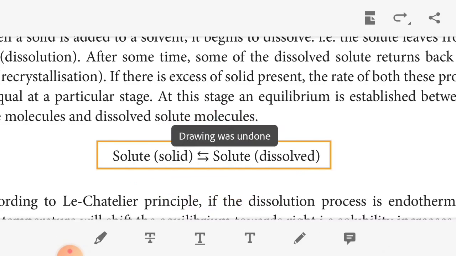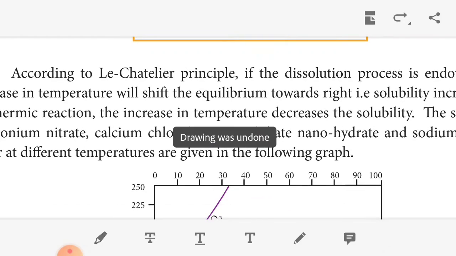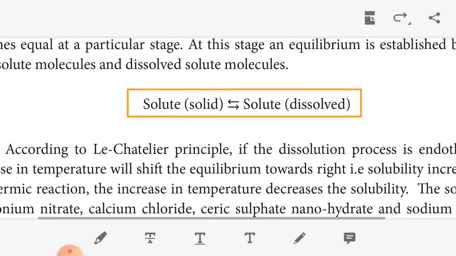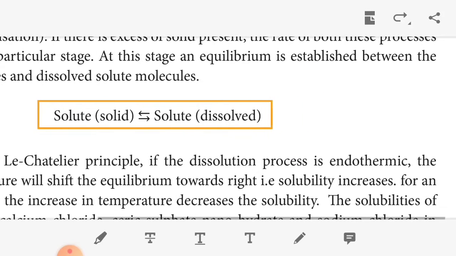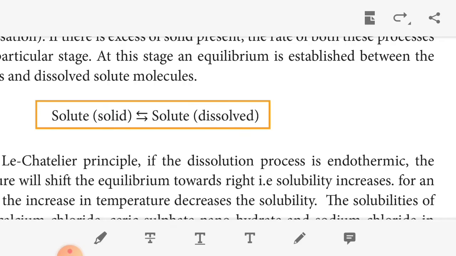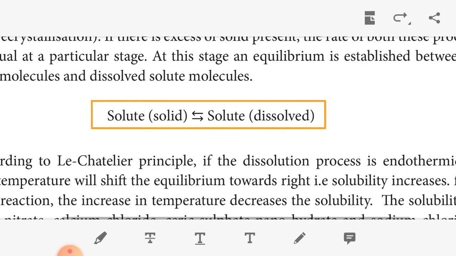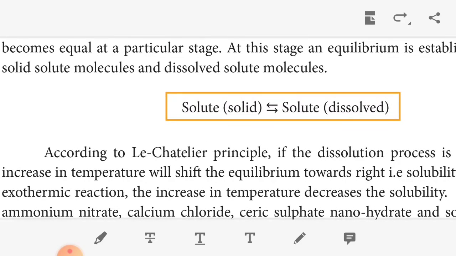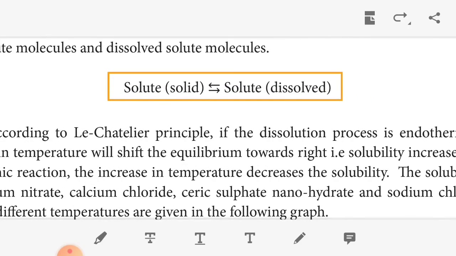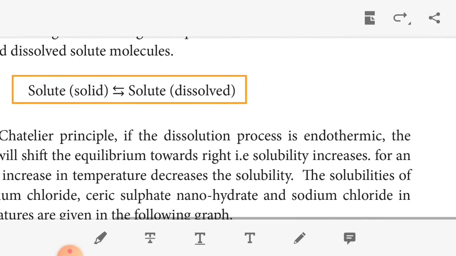Okay, the next one. According to Le Chatelier's principle, do you know the meaning of Le Chatelier's principle? You already studied it in the physical and chemical equilibrium lesson. So according to Le Chatelier's principle, the dissolution, that is the solid leaving the solid state, is an endothermic process. What does endothermic mean? Absorption of heat. So absorption of heat means that increasing the temperature will shift the equilibrium towards the right. Okay, so the solubility increases.